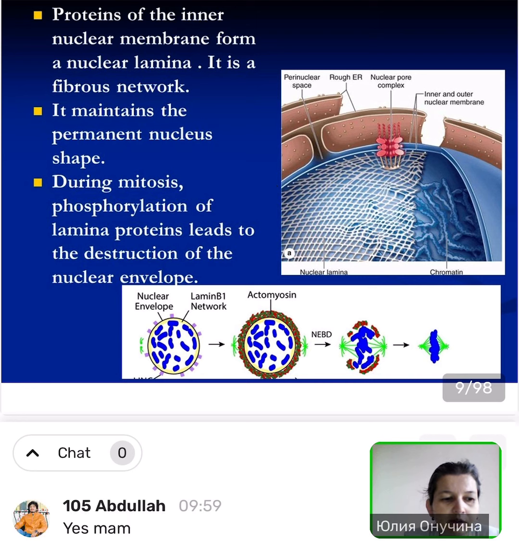Proteins of the inner nuclear membrane form the nuclear lamina. The lamina is a very important structure inside the nucleus because it helps to begin mitosis, since it takes part in the destruction of the nuclear envelope. The lamina is a fibrous network located near the inner nuclear membrane.